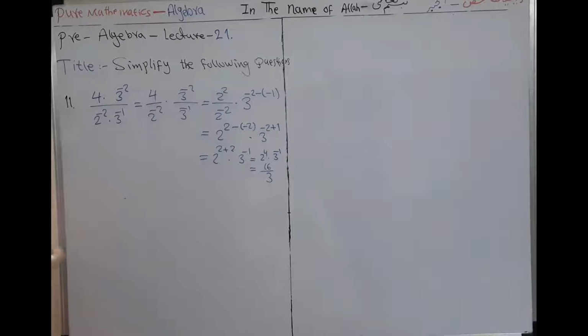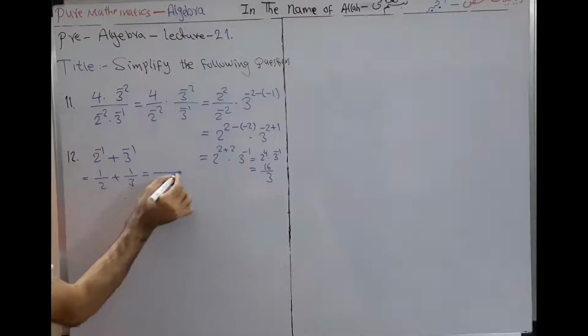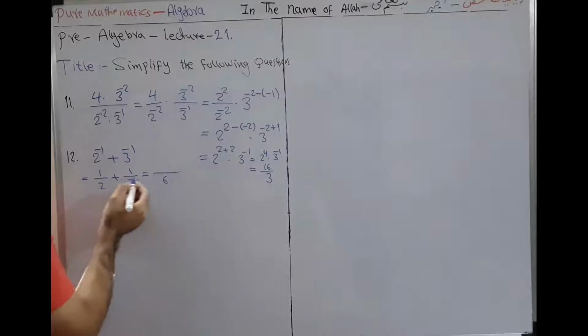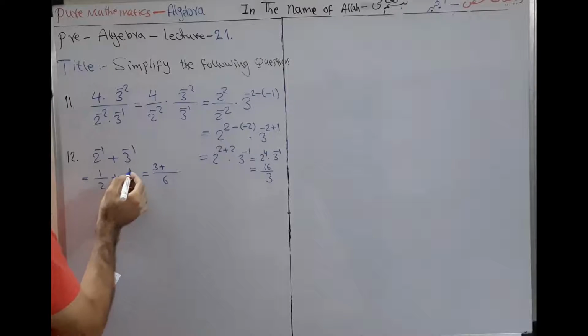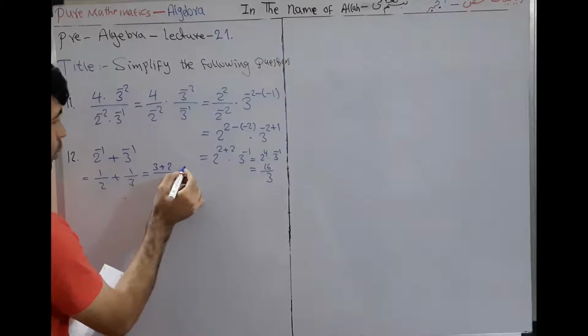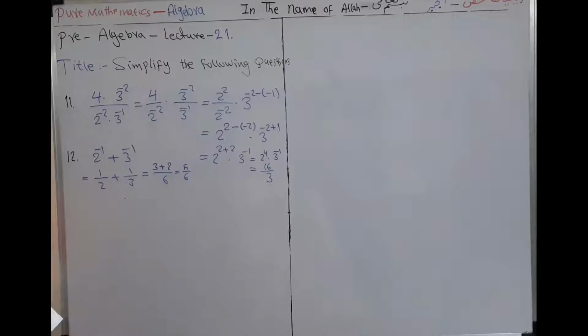Question 12: we have 2 to the power minus 1 plus 3 to the power minus 1. It is equal to 1 by 2 plus 1 by 3. The common denominator is 6: 6 divided by 2, 3, 3 multiplied by 1, is 3, plus 6 divided by 3, 2, 2 multiplied by 1, is 2. It is equal to 3 plus 2, 5 over 6.